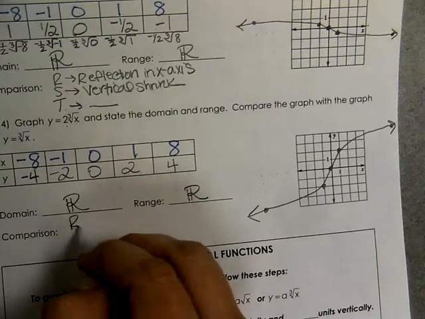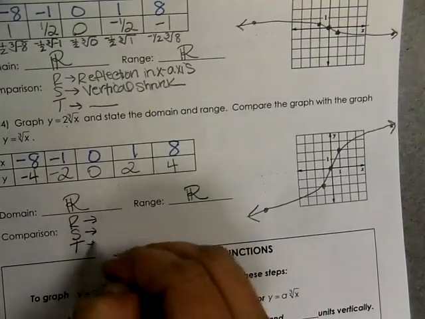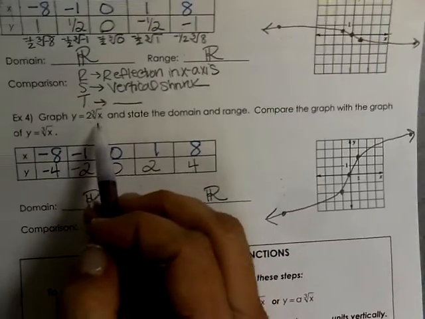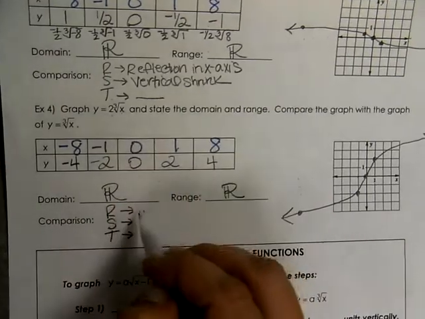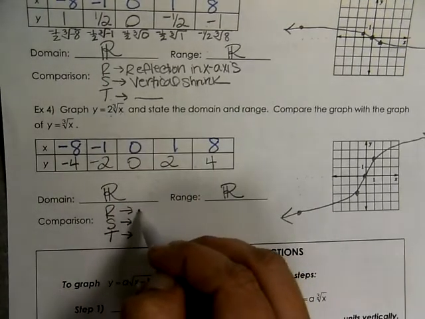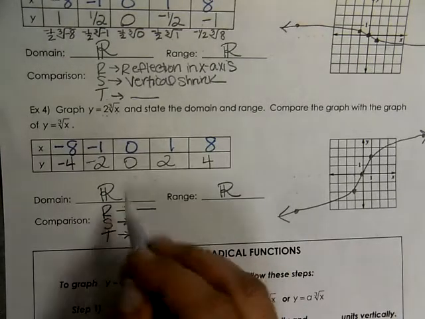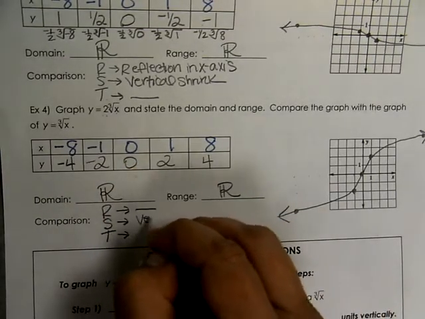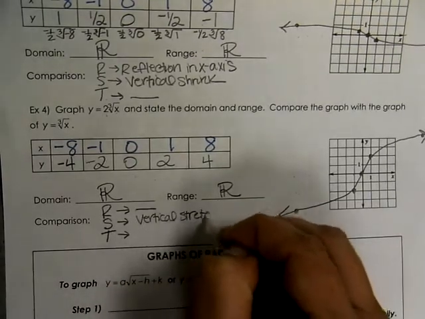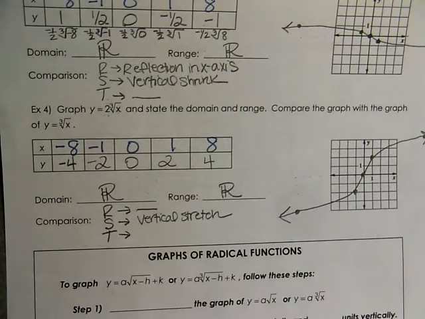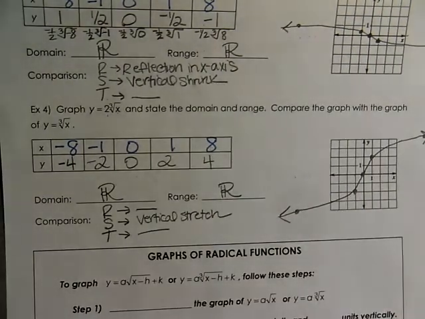And for our comparison, we can take a look at the parent function and compare it to the new function. Notice that we have a 2 as an a value. What does that mean about a reflection? There isn't one. What about a vertical stretch or shrink? Well, that 2 is bigger than 1, so that tells me there's a vertical stretch. Maybe that's why it took up more of the graph that we saw. And then for translation, again, we don't have any h and k yet, so that's that.